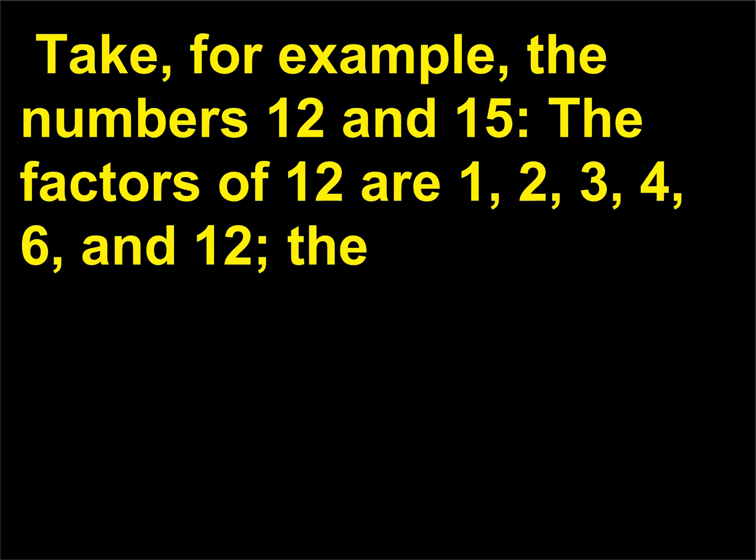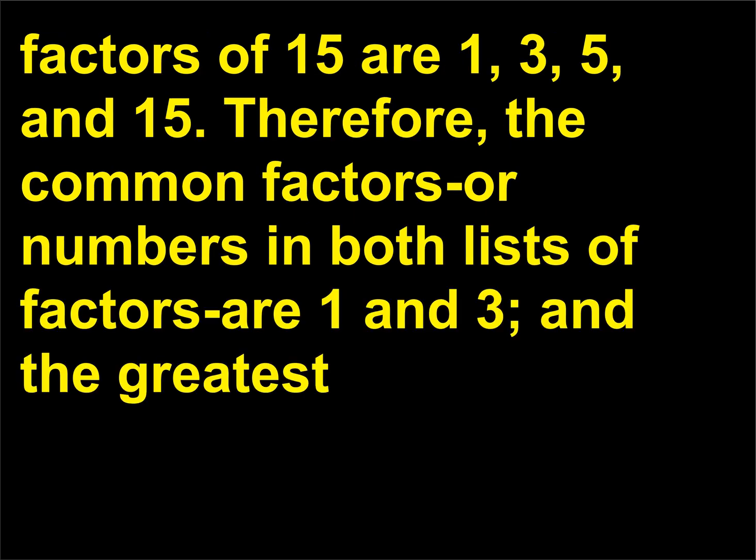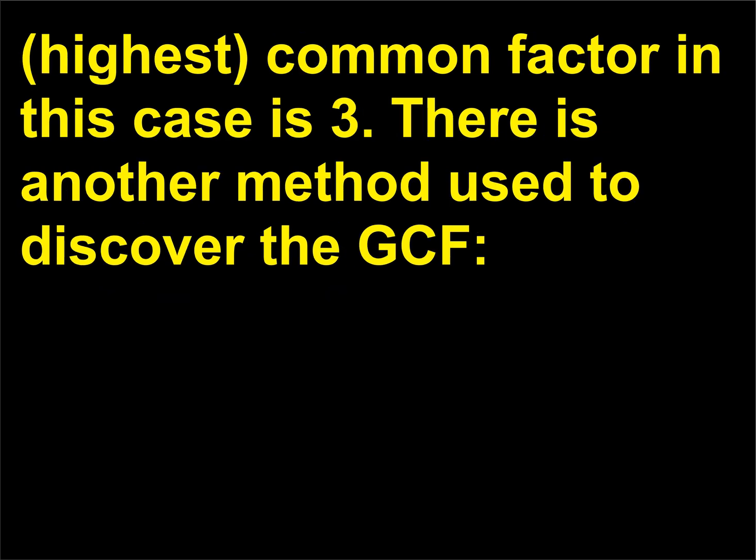Take, for example, the numbers 12 and 15. The factors of 12 are 1, 2, 3, 4, 6, and 12, the factors of 15 are 1, 3, 5, and 15. Therefore, the common factors, or numbers in both lists of factors, are 1 and 3, and the greatest, highest common factor in this case is 3.